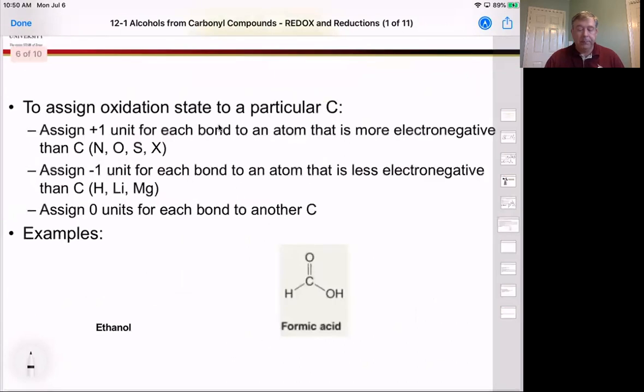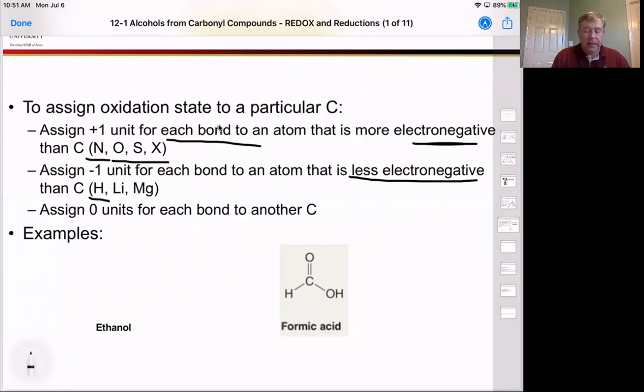chapter. Okay, so the first thing we need to think about is what is the oxidation state on each individual carbon in a system? And so we assign an oxidation state by taking a +1 for each bond of an atom to a more electronegative atom, meaning nitrogen, oxygen, sulfur, or any halogen, okay? Now, we'll assign a -1 to each atom that is less electronegative than carbon, typically hydrogen, but that does include lithium and magnesium. Now, carbon-carbon bonds don't count toward the oxidation state, so we leave that at 0.